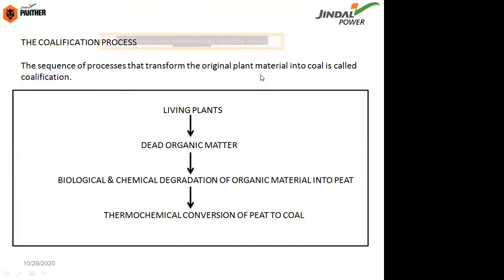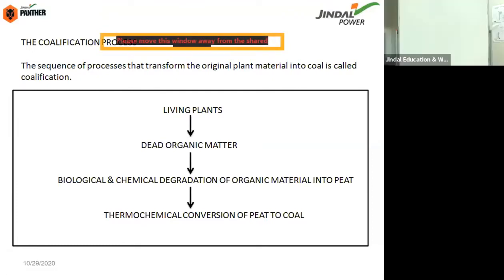Sir, what does peat formation mean? Sir, peat is also a coal. Peat is the initial phase of coal, but it is not to be termed coal. What we usually burn at power plants is bituminous coal. It's not peat.